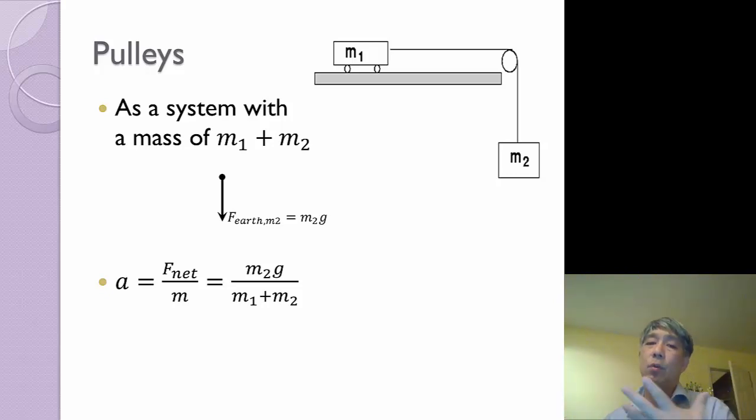I'm left with just M2g pulling one way. In that case, the acceleration of this system is going to be the net force, M2g, acting on M1 plus M2. So that's what you're going to need to do with a pulley. Envision what the two forces pulling are. Remember, one pulls one way, and there may be a force pulling the other way. If there was friction on M1, that would pull the other way. And what is it acting on? The combined mass of both objects.